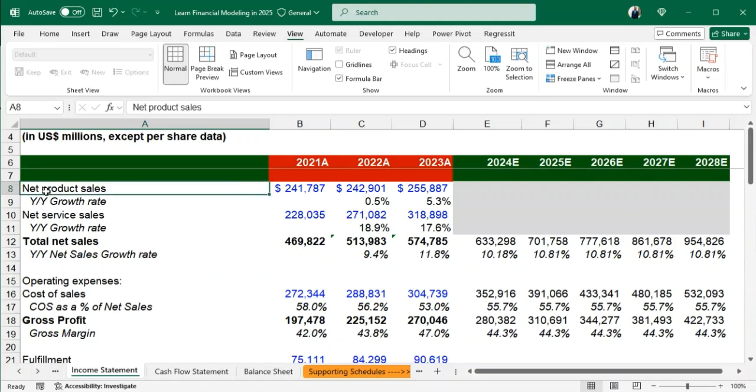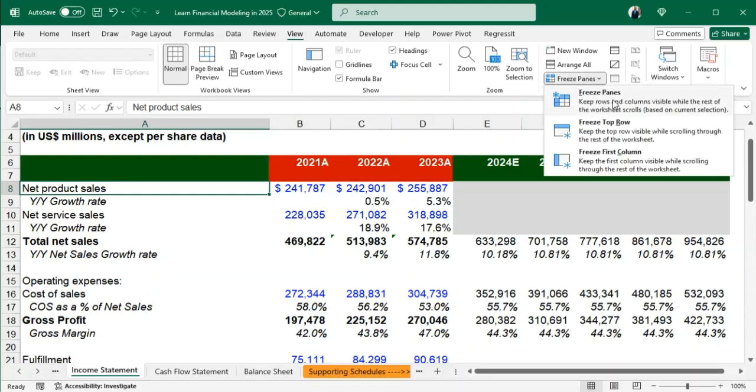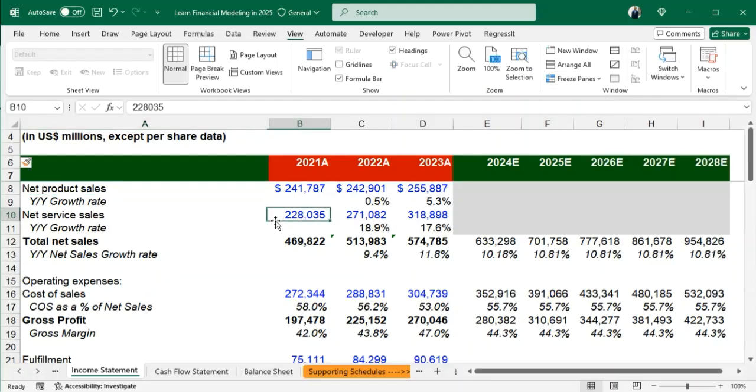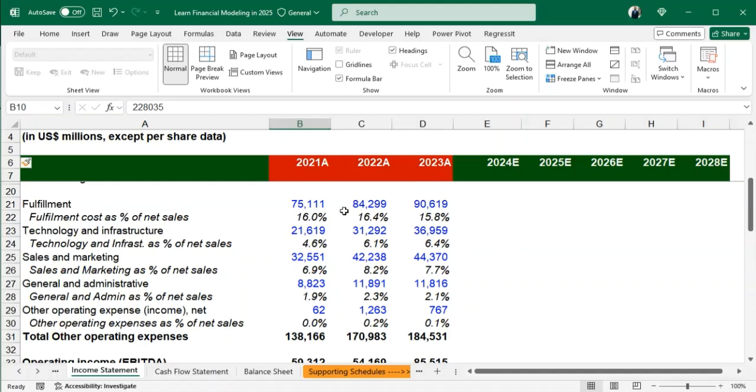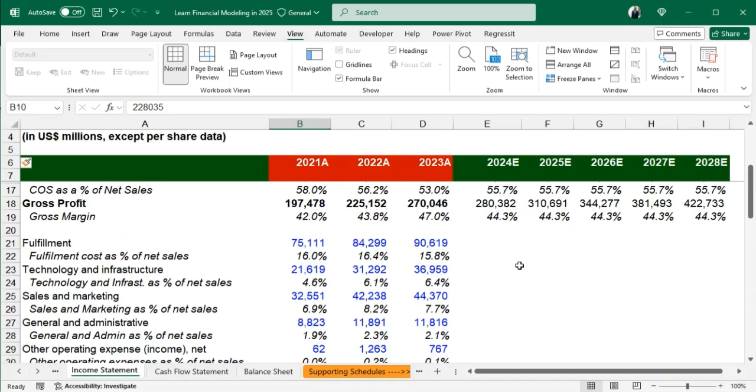Let me actually do this. Clicking the net product sales here, I'm going to unfreeze the panes and refreeze the panes. So freeze panes, and that is it. Alright, so this is better. Alright, so let's continue with the rest of our operating expenses.